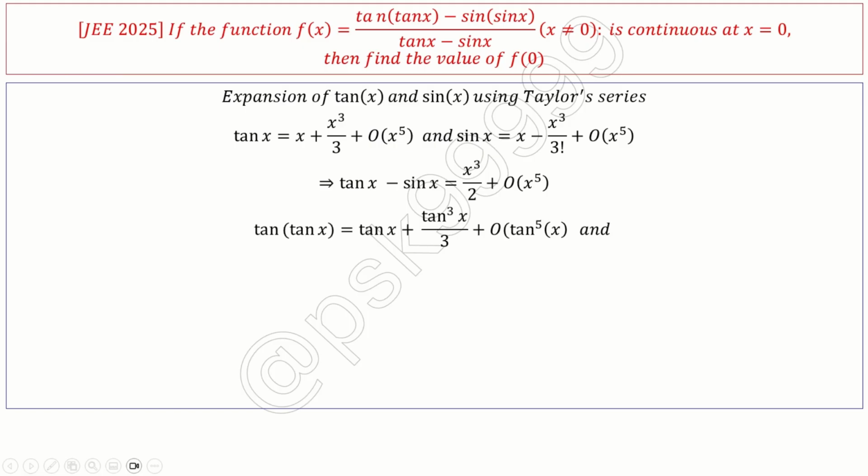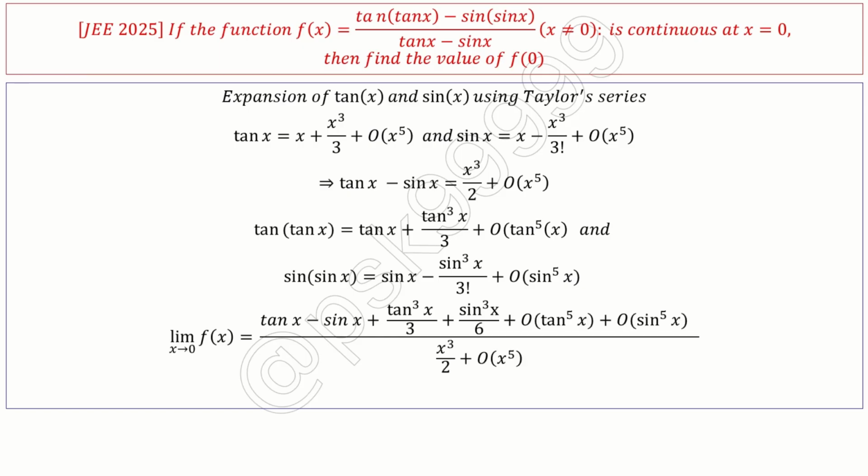So my tan of tan x is nothing but tan x plus tan cube x by 3 plus some order of tan to the power of 5 x, correct? So my sin of sin x is also defined here using Taylor series. Now all these are defined using Taylor series. Now I just substitute them and see what happens. So limit x tends to 0, f of x is nothing but tan x minus sin x plus tan cube x by 3 plus sin cube x by 6 plus the remaining infinite order of functions, divided by x cube by 2 plus order of x to the power of 5.